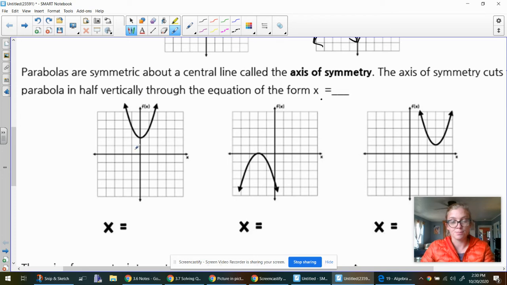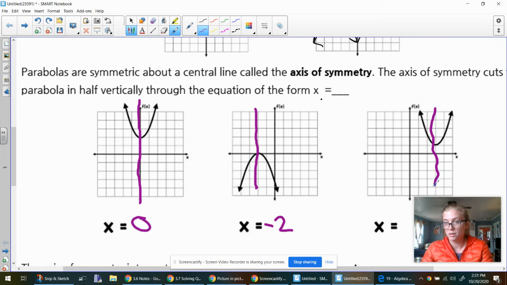So let's look at each of these parabolas and write the axis of symmetry. So in this example, let's change the color to purple. The axis of symmetry goes straight through where x equals 0. So that's my axis of symmetry. Here, the axis of symmetry divides the parabola where x equals -2. And here, the axis of symmetry divides the parabola where x equals 3. So this is how we determine our axis of symmetry, drawing a line and figuring out what the x value is at that vertical line.